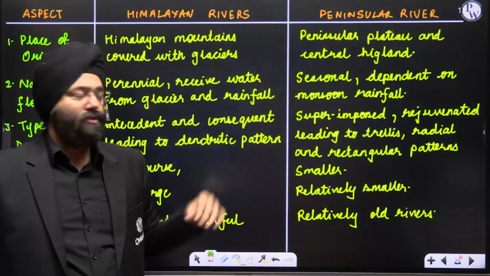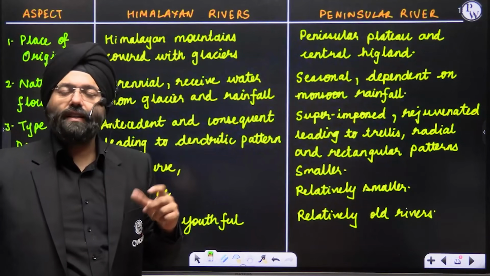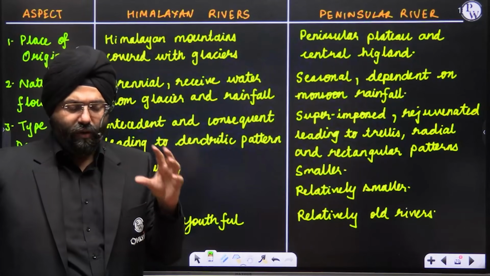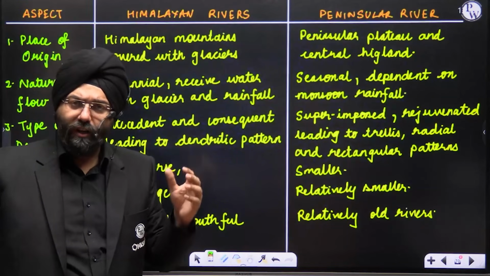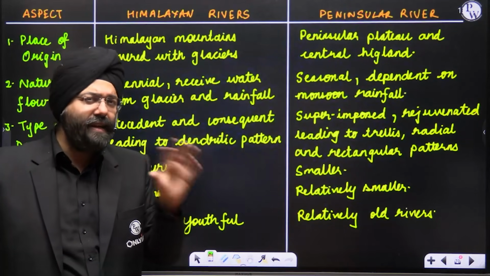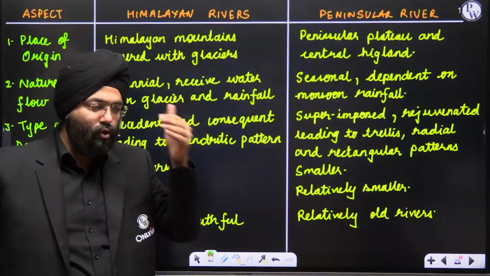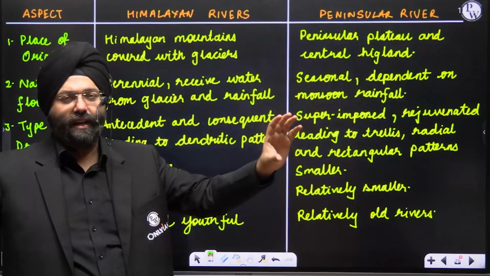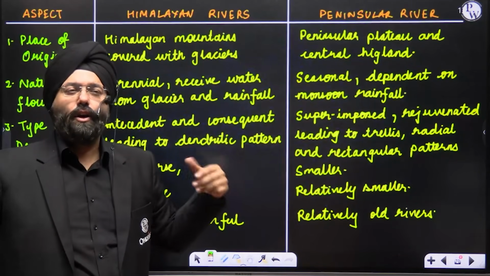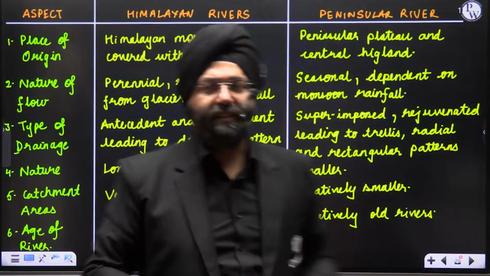In case of the peninsular regions, the topography is very different from that of the Himalayan region, where the rocks are old and the slope is not so steep as in case of the Himalayas. So it resembles the old stage of a river if you study the erosional cycle, or the stages of a river. That is why we generally say relatively older rivers, or old stage of a river, is present over here. So these are the differences that you basically observe.